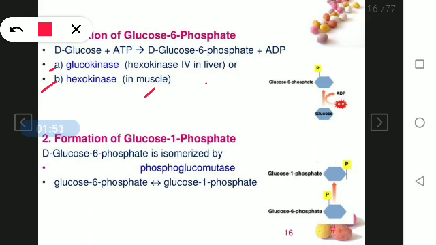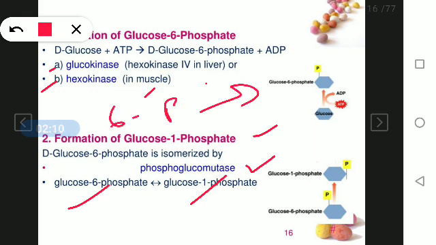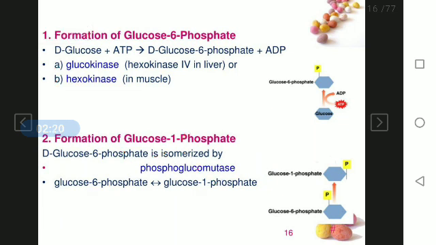Next step, formation of glucose 1-phosphate. Glucose 6-phosphate is isomerized by the enzyme phosphoglucomutase. That is, glucose 6-phosphate will convert into glucose 1-phosphate. The phosphate from the 6th carbon will transfer to the first carbon.